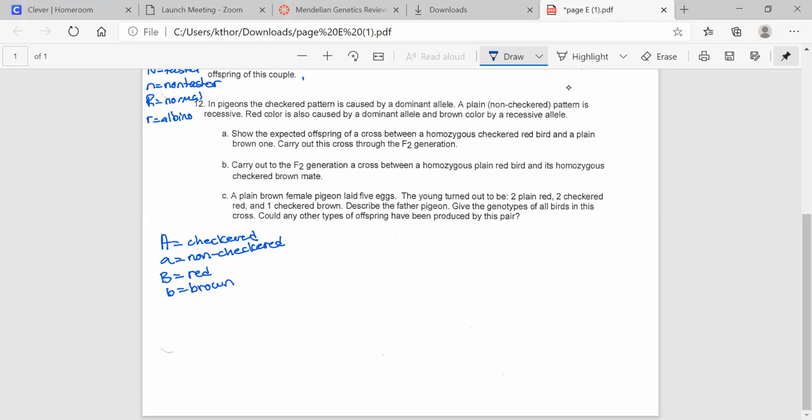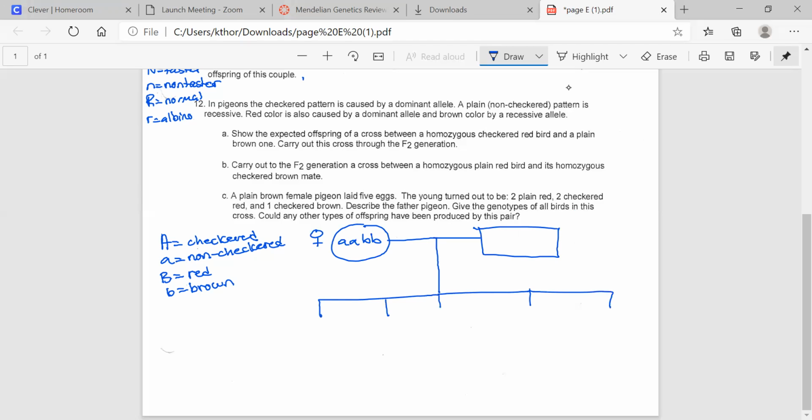All right, so we have a plain brown female pigeon. So the female in this case is going to be homozygous recessive, homozygous recessive. She laid 5 eggs. We don't know what the father is. We're going to figure it out. She has 5 little chicks. 2 turned out to be plain in red. Okay, so let's figure all these out.